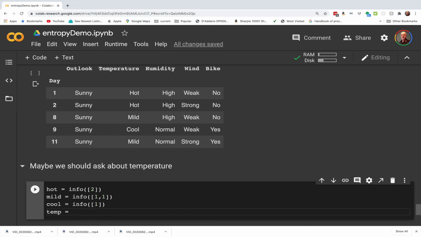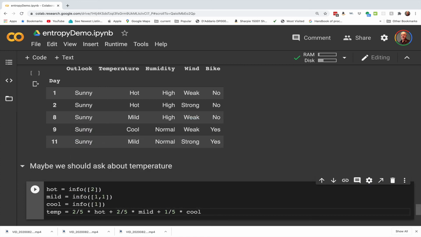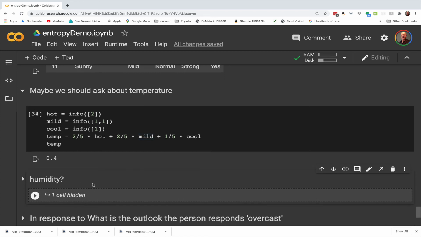So temperature equals, there were 2/5 of them were this hot category plus 2/5 were the mild category plus 1/5 were the cool category. And finally, let's just see what that is. So that's 0.4. That looks pretty good. We reduced the entropy there by asking that question. Let's check with humidity.